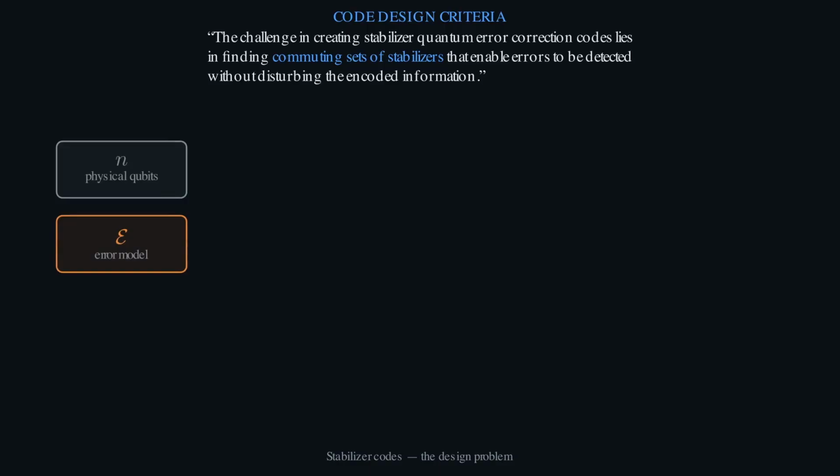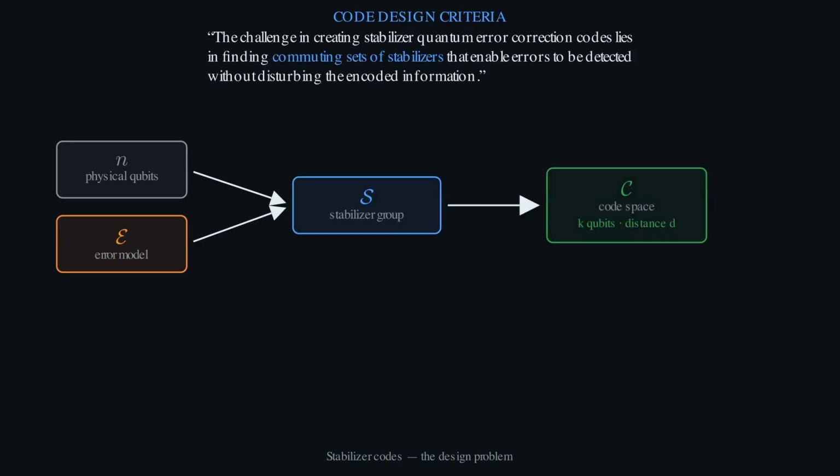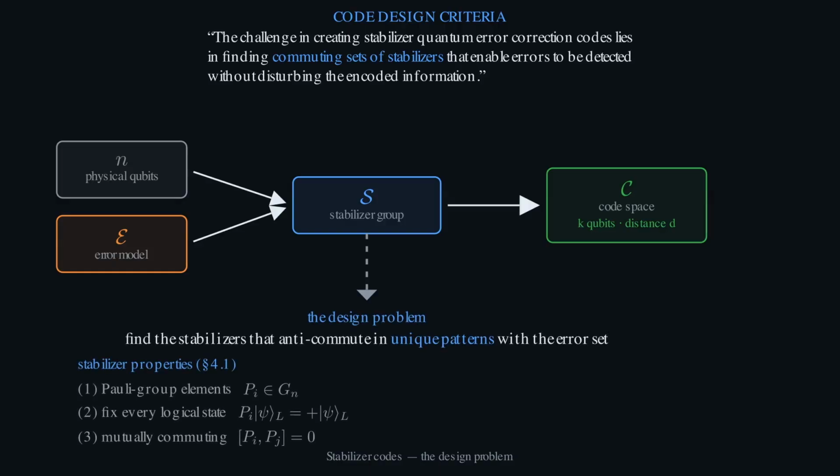So what does a stabilizer code design do? Given a set of errors that is characterizing a quantum channel and a set of physical qubits that are resources that you have available, the code is going to produce a stabilizer set that satisfies a number of properties. And that stabilizer set is going to describe a code space. That's kind of the engineering way to look at it, in my opinion.